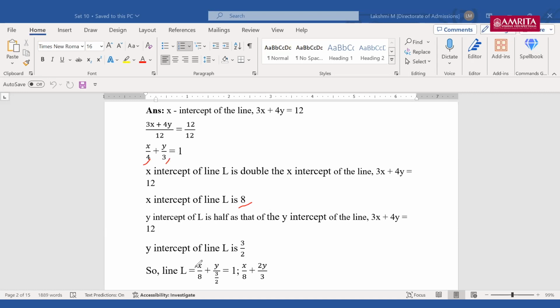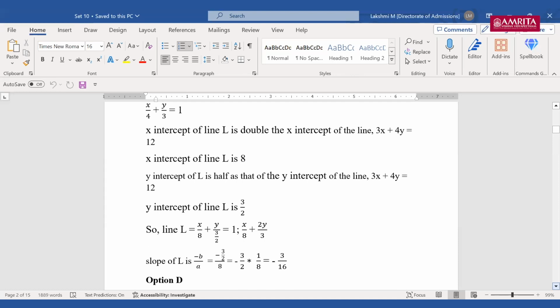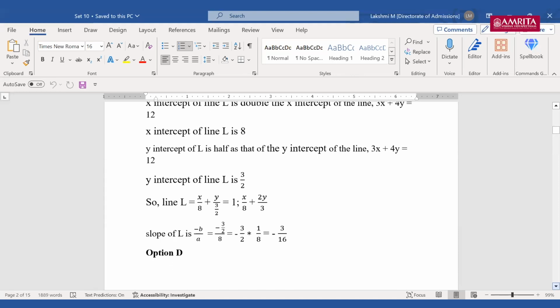So what is the form? L is equal to x by 8 plus y by 3 by 2. If you want, you can write this, but it's actually not needed. So how will we find the slope, or how will we get the answer? It's just -3 by 2 into 1 by 8, which is equal to -3 by 16.